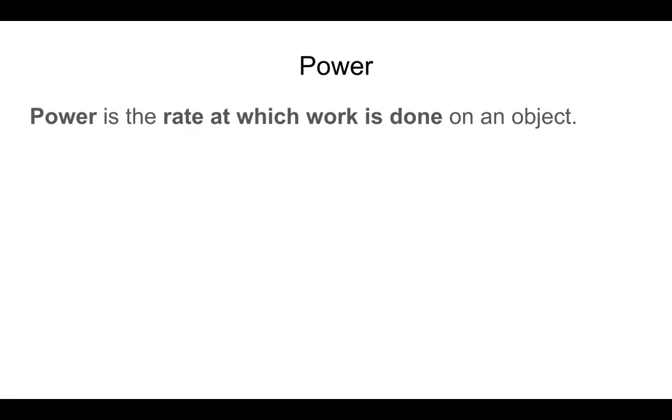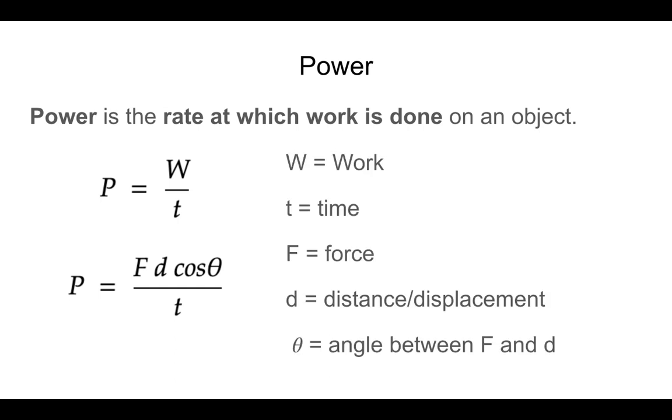So the definition of power is the rate at which work is done on an object. So when we look at the equation for this, we see that power is work over time. So if we insert our equation for work, which you guys learned last week, power is equal to F, force, times displacement, times the cosine of theta over time. So all these variables, W is equal to work, T is time, F is force, D is our distance or displacement, and then that theta is the angle between force and displacement. Remember, that was really important. We talked about that last week.